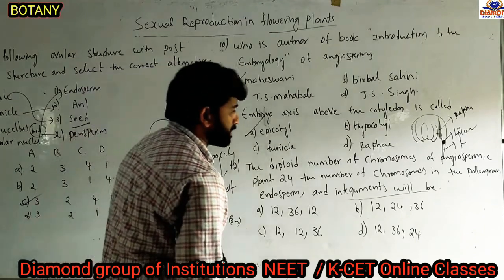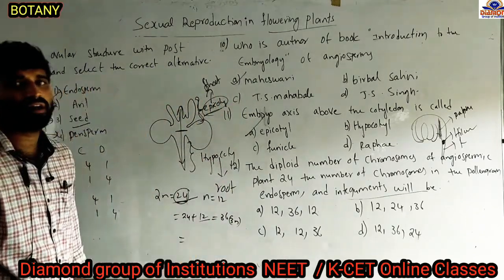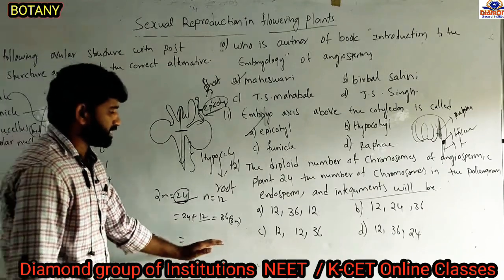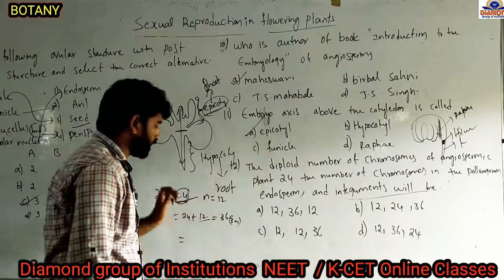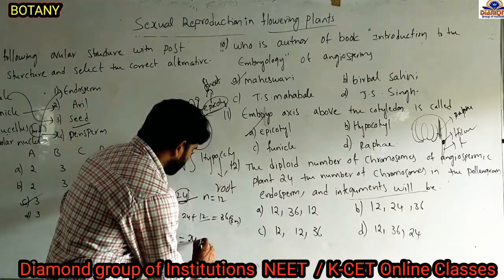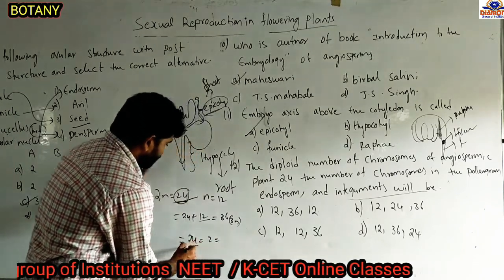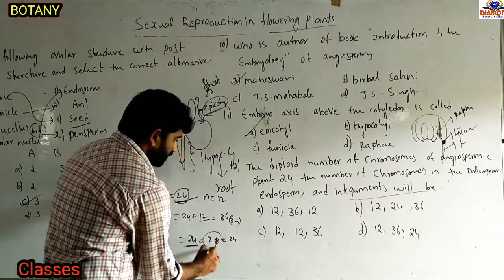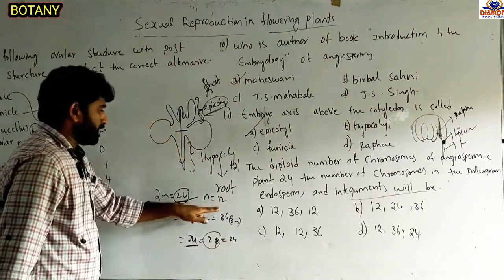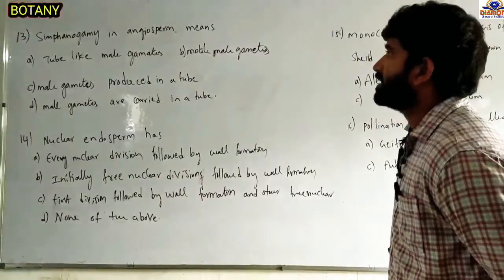And again they are asking about integuments. Integuments are the protective layer of the ovule. The metasporangium or ovule has the diploid condition. So the diploid condition is 12, sorry, the diploid condition is 12, and integuments are also diploid, which is 24. So 12, 36 and 24, answer D.